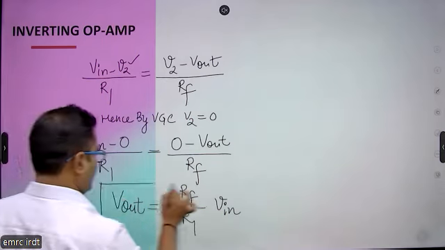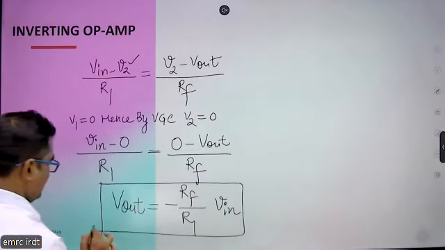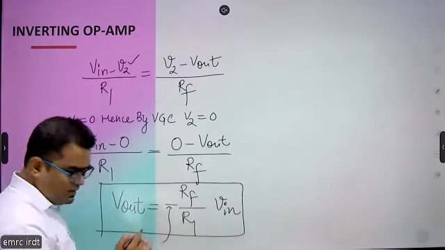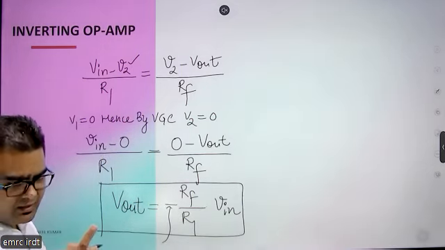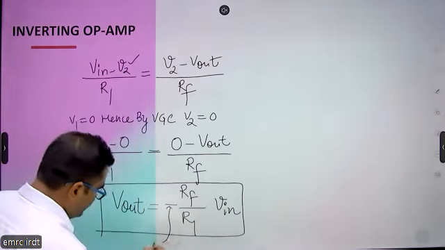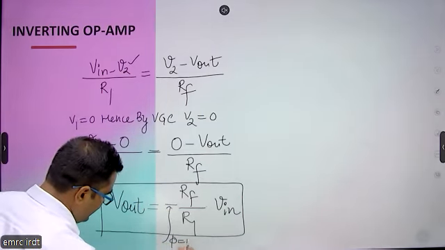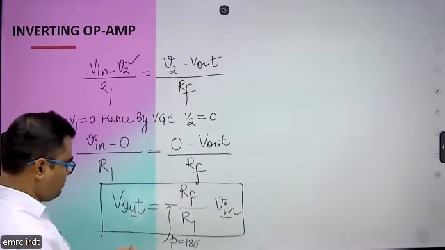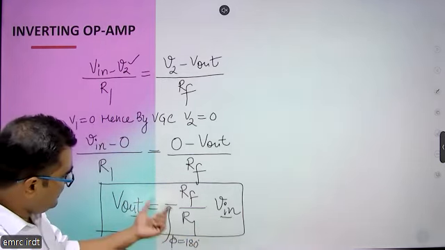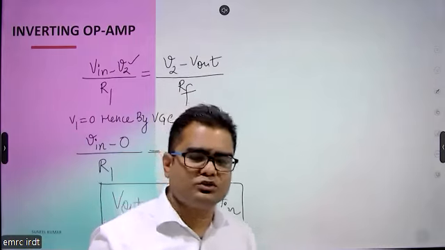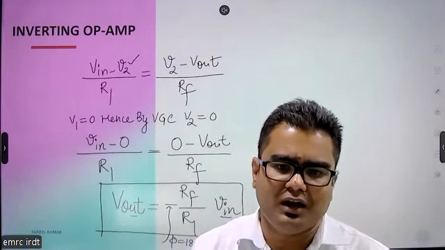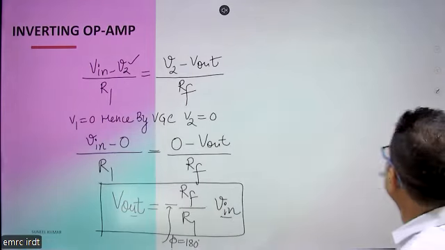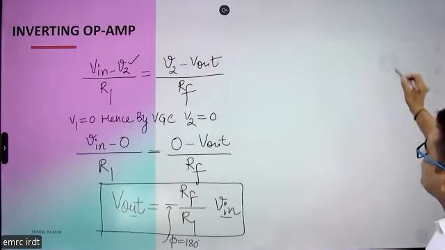V output is minus RF divided by R1 into V input, and this minus sign represents that the input was connected at the inverting terminal. So there is a phase shift of 180 degrees between input and output. Since we have connected our input signal at the inverting terminal, we get this minus sign. So this is the analysis of the inverting op amp.